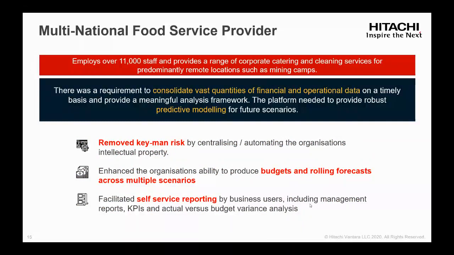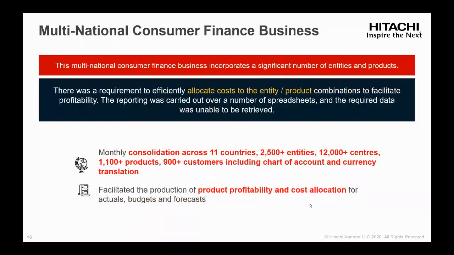Okay, the next one was in financial services. This was a consumer finance business, and we were running Essatto across 11 countries. This again was very large. They had 2,500 entities, 12,000 plus centres, 1,100 plus products, 900 plus customers, and there was also disparate charts of accounts and also quite a need to do currency translation here.